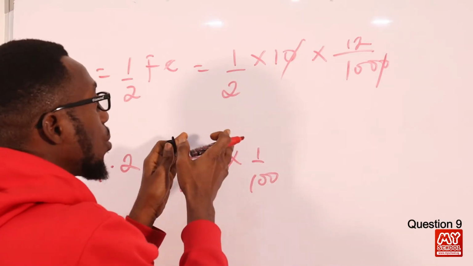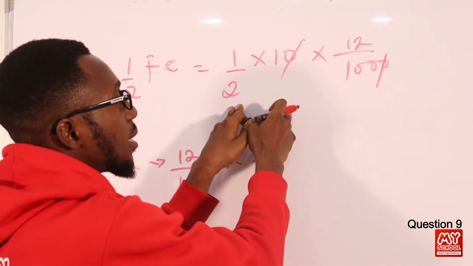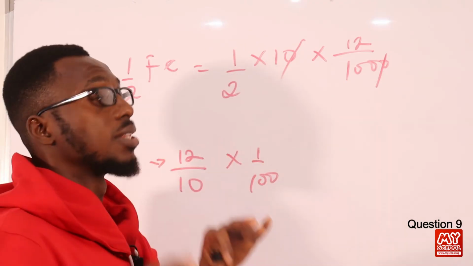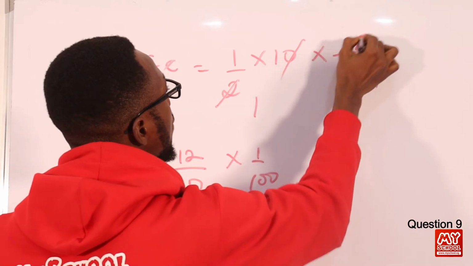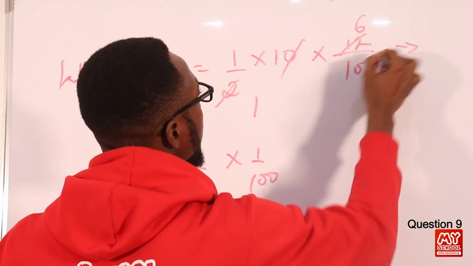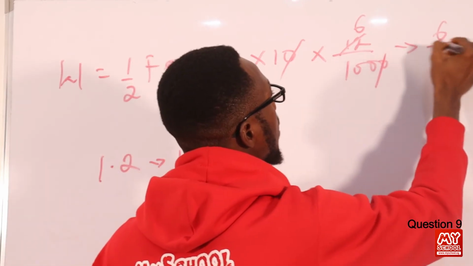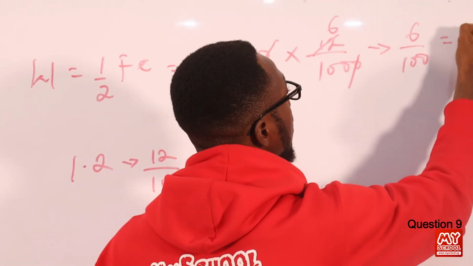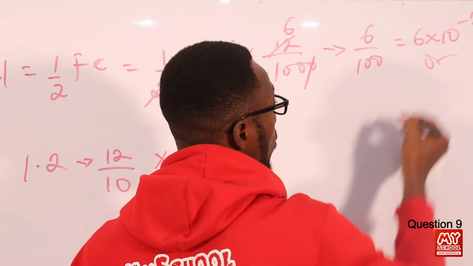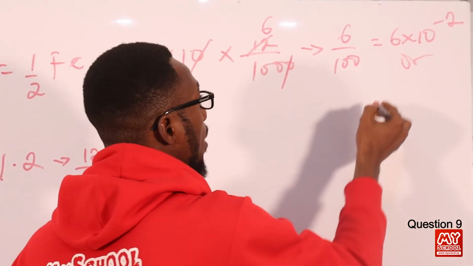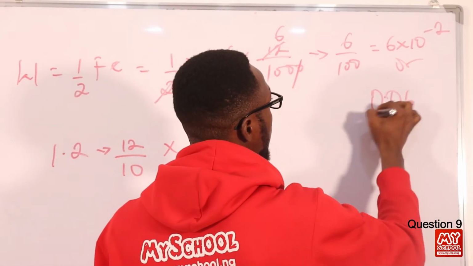So you can just punch in your calculator 1 over 2 times 10 times 0.012, to make it easier. Okay, so I have 2 here 1, I have 2 here 6. So basically I have 6 over 100. That is 6 times 10 raised to the power minus 2. Or if you want to have your presentation in decimal, that's 0.06.